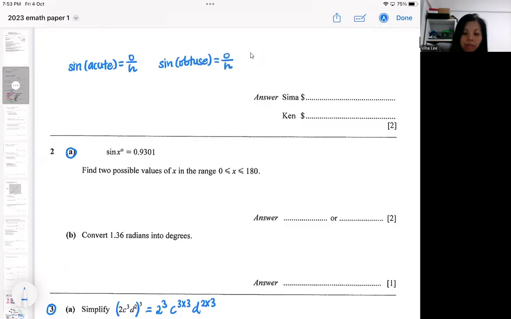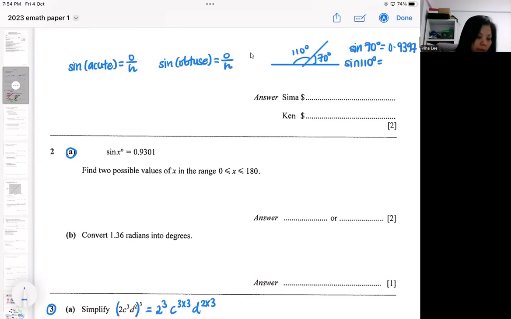You can try some numbers. For example, I'm going to choose something like 70 versus 110. If you punch the calculator, sine 70 would give you 0.9397. If you press sine 110, you can press it out on your own, you realize that it also gives you the same value.